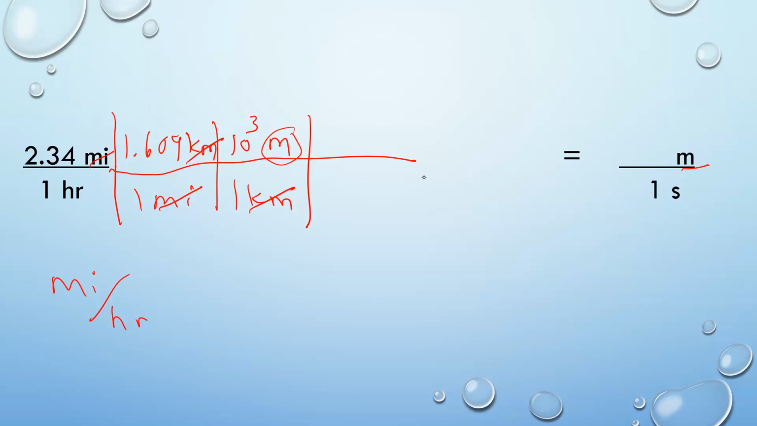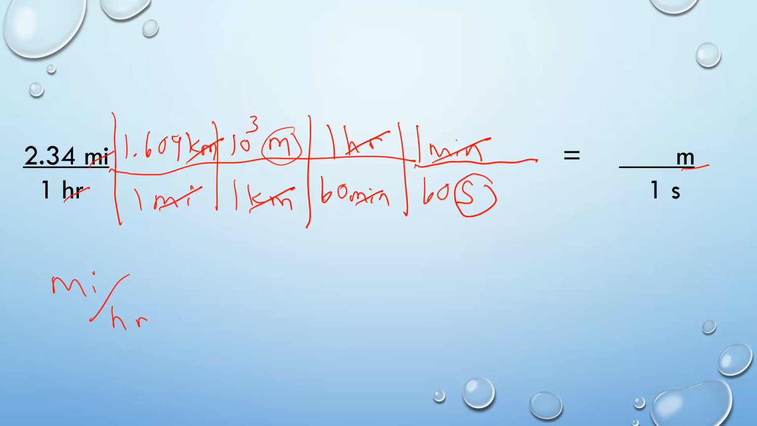Now we can deal with the time factor and say we have our 1 hour is equivalent to 60 minutes, and then our 1 minute is equivalent to 60 seconds. So hour cancels hour, minutes cancels minutes, and we're left with our unit of seconds. So now we have our units of meters over seconds, which is what we want for our answer. We've finished setting it up, so now it's time to do the math.